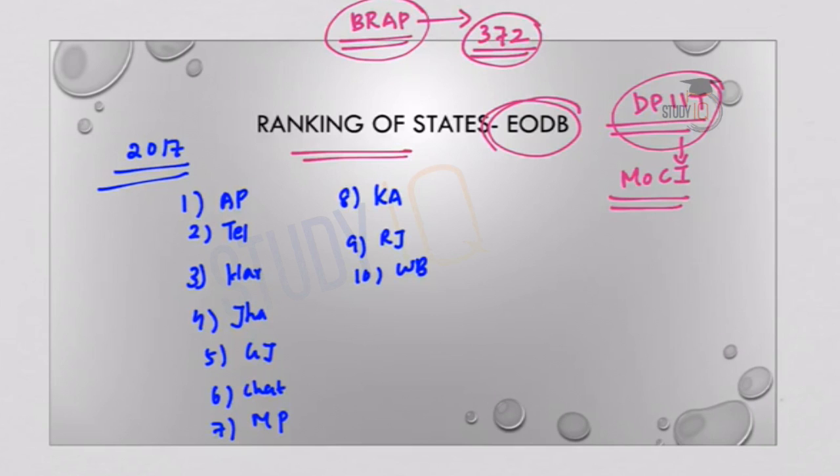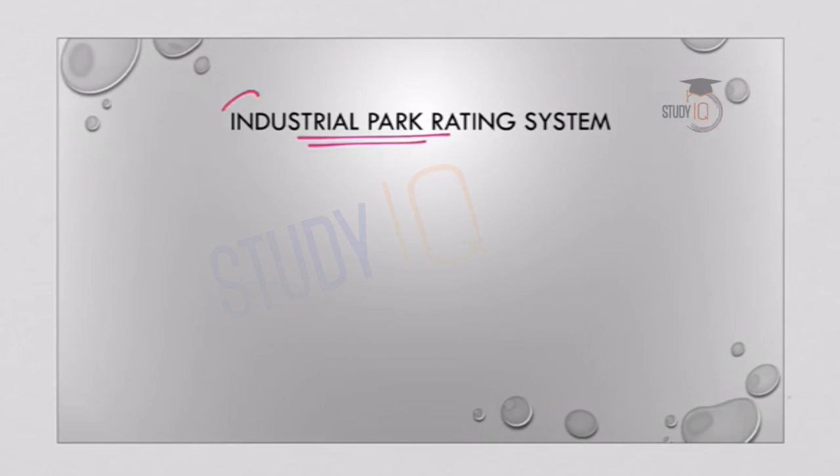And there are 12 important reform areas which include labor regulation, contract enforcement, registering the property, inspection reform enablers, single window system, land availability, construction permit, etc. So based on these parameters, 372 recommendations are provided under BRAP, and this ranking is given by the DPIIT on the basis of how the states have implemented or adopted the Business Reform Action Plan given by the center.